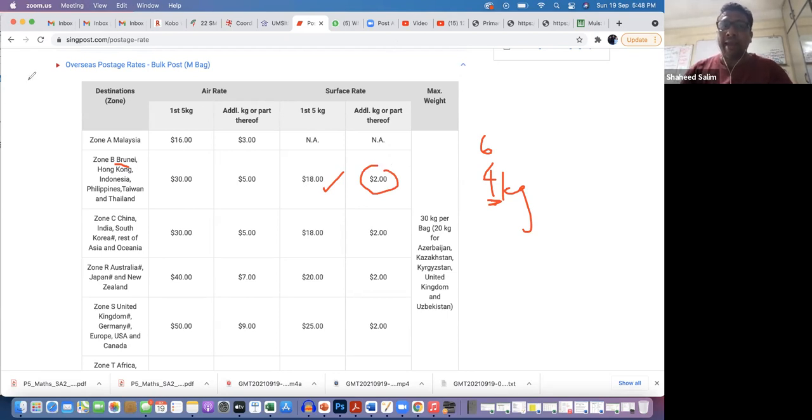This one is air, so the rate is faster. This one is surface, I think maybe by sea. So different rates. But I hope you see this is being used in real life. Okay, now the second thing I'm going to show you.